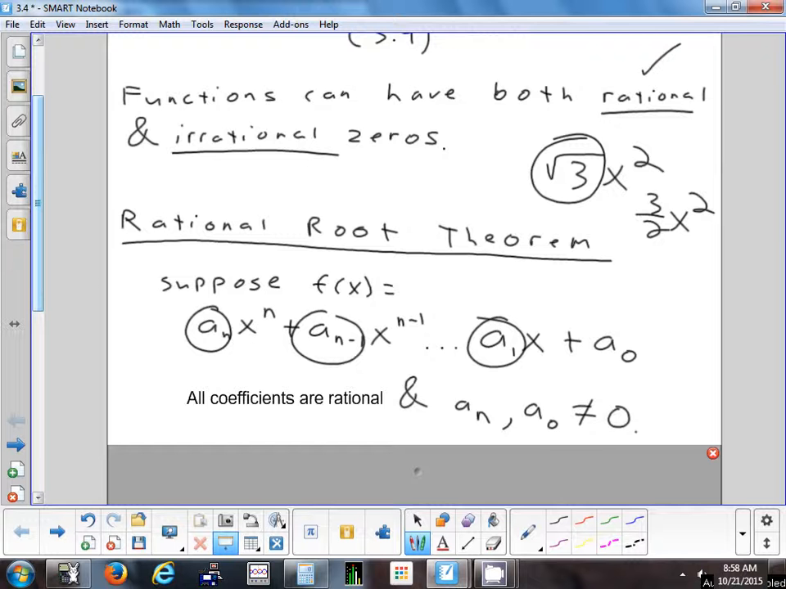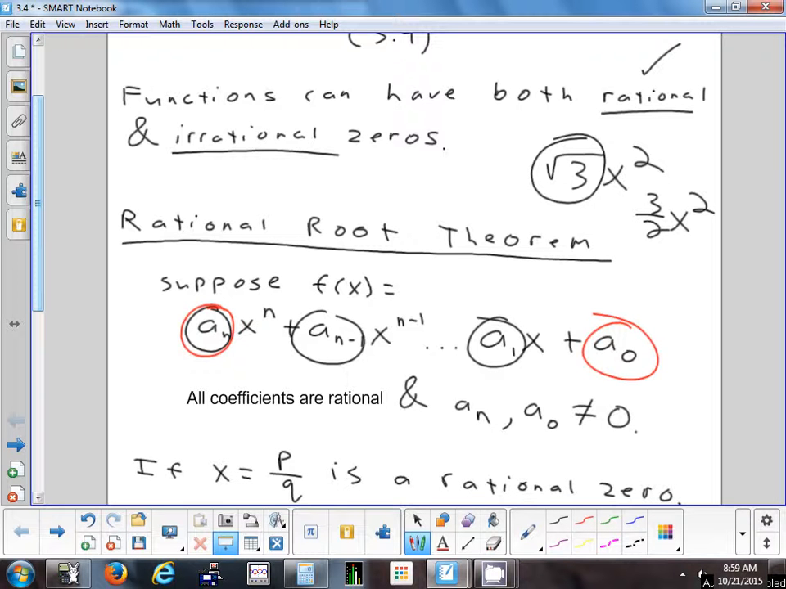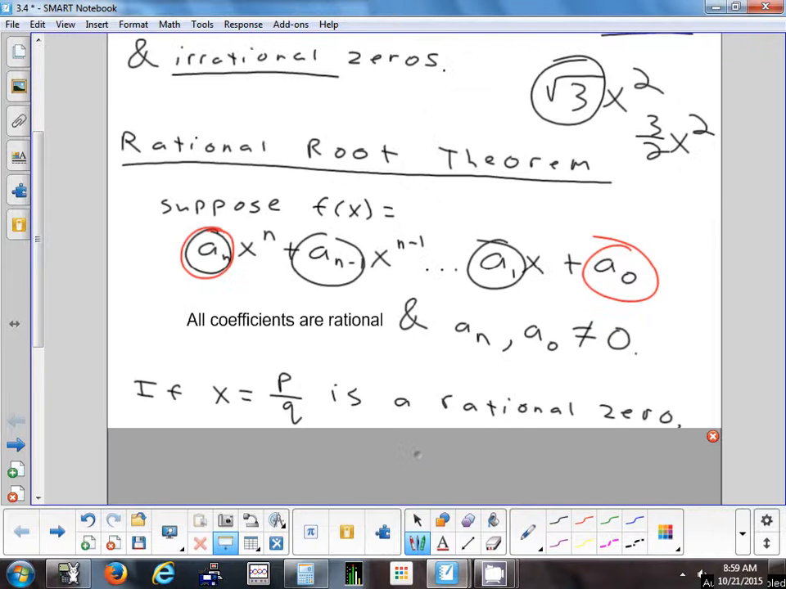And there's just two restrictions on what the first one and the last one can be. Two things I circled in red. They can't be 0. But they can be anything else you want besides 0. And I'll never give you a problem where they are 0 anyway. Otherwise, this theorem wouldn't work.